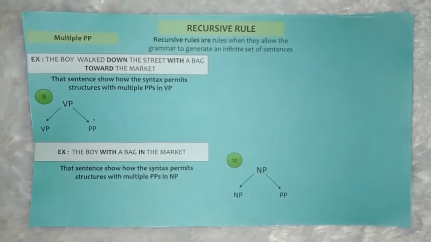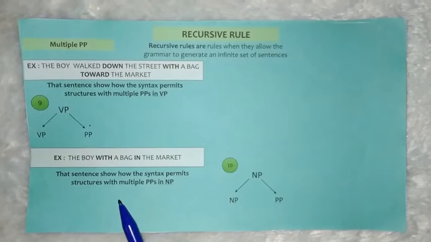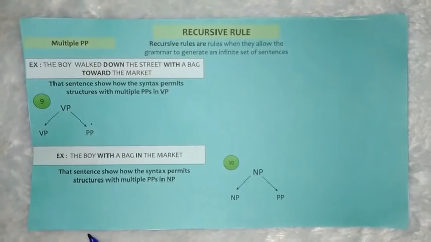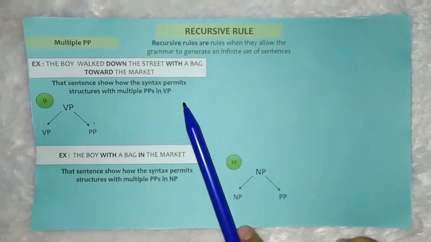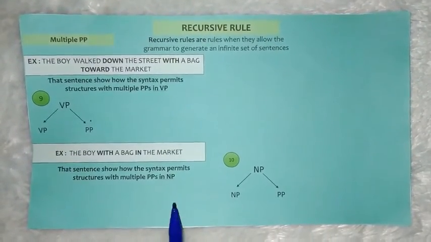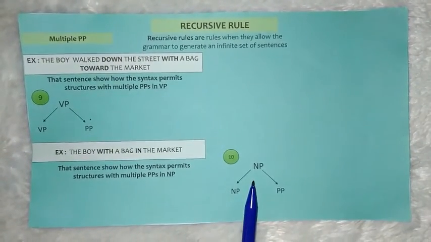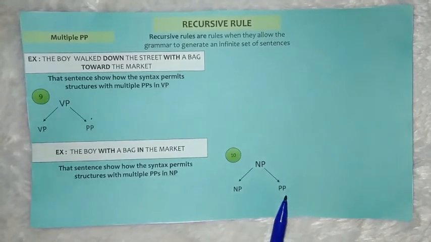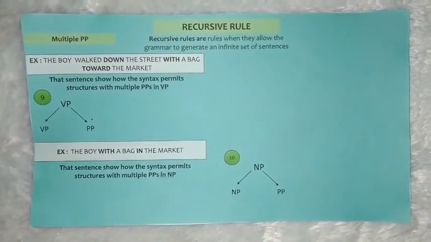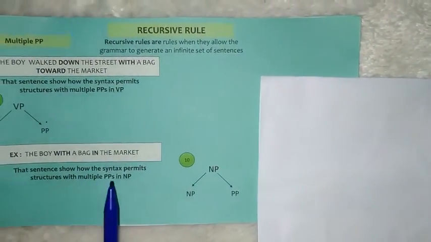So the next recursive rule is when we have multiple prepositional phrases, but in the noun phrase. So here we have multiple prepositional phrases in the verb phrase. Here we have multiple prepositional phrases in the noun phrase. So the formula is like this: noun phrase with prepositional phrase. Finally, noun phrase has another rule. So the sentence, the boy with a bag in the market.